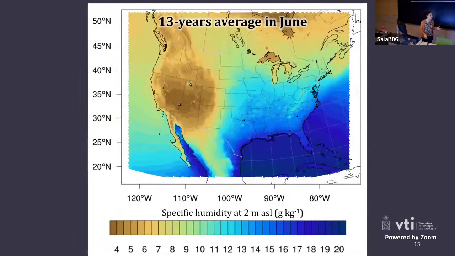This is a climatology of humidity in the region during summer, in June. The 13 years average using the same model simulation that I explained before. And it's clear this is a strong gradient, right? You have moisture coming from the Gulf of Mexico from the south, and then a drier and hotter region on the west.